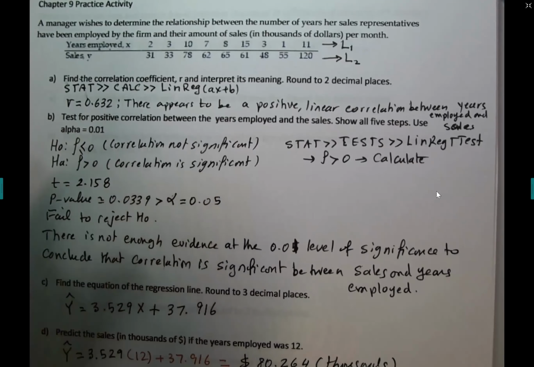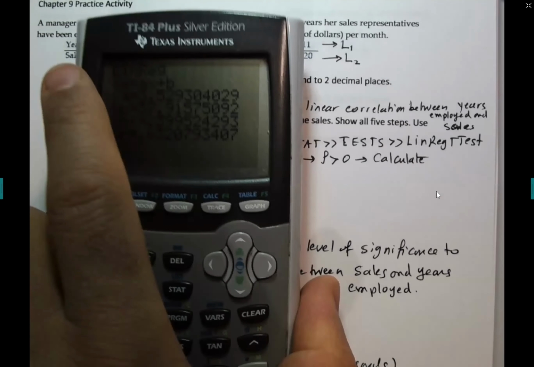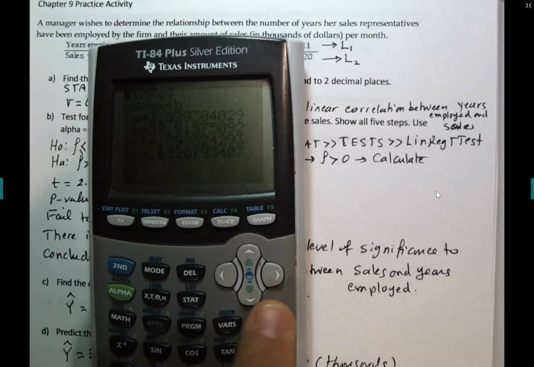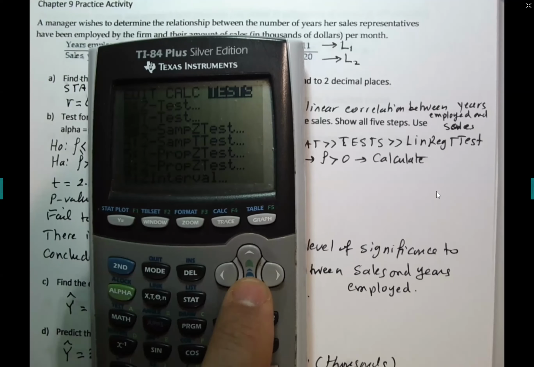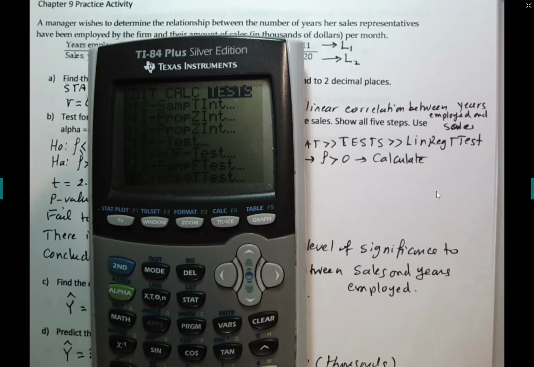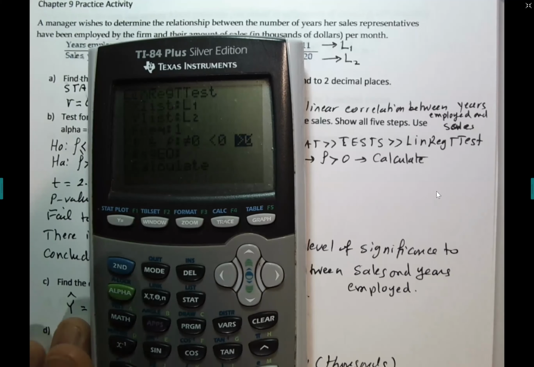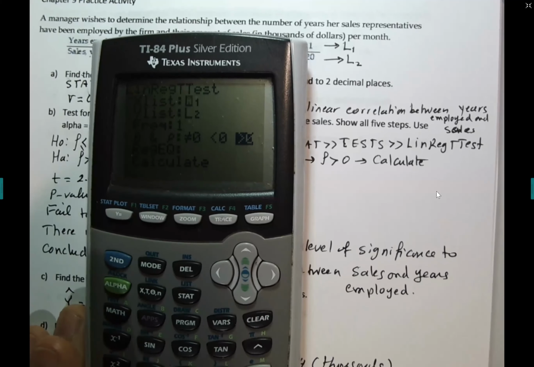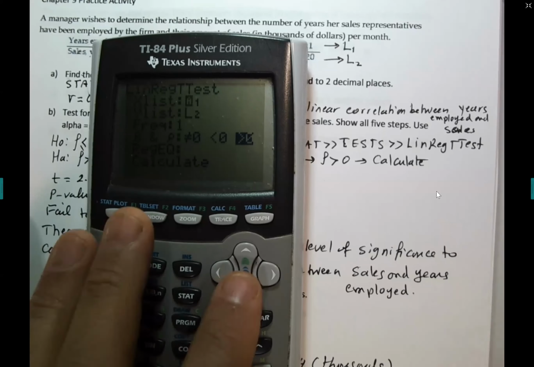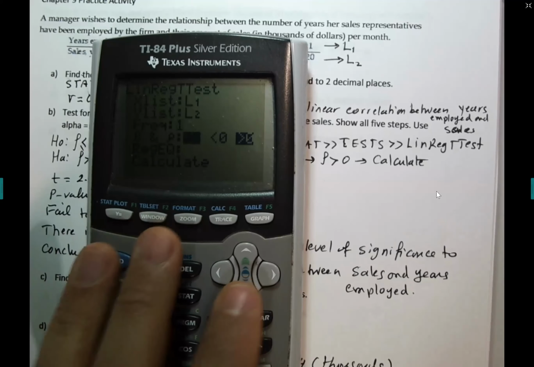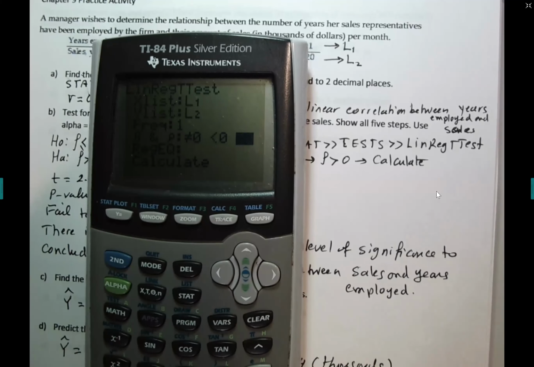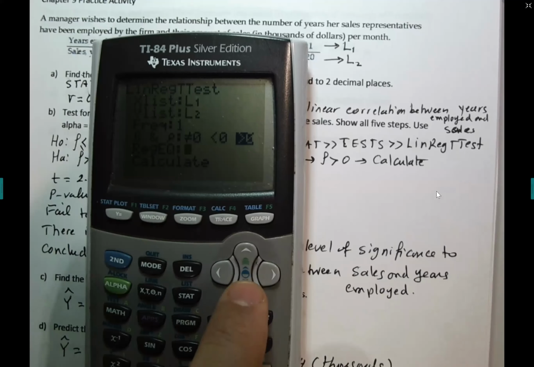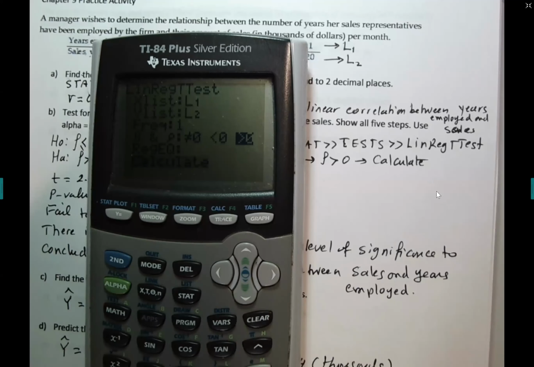How do you run the test? Very straightforward. This is one way to run the test. You go to stat, tests, linear regression t-test, guys. It's at the bottom. There you go. X list is in L1, Y list in L2. Don't touch the frequency. Now rho. Since you chose greater than 0, make sure to select greater than 0 here. And then hit calculate.